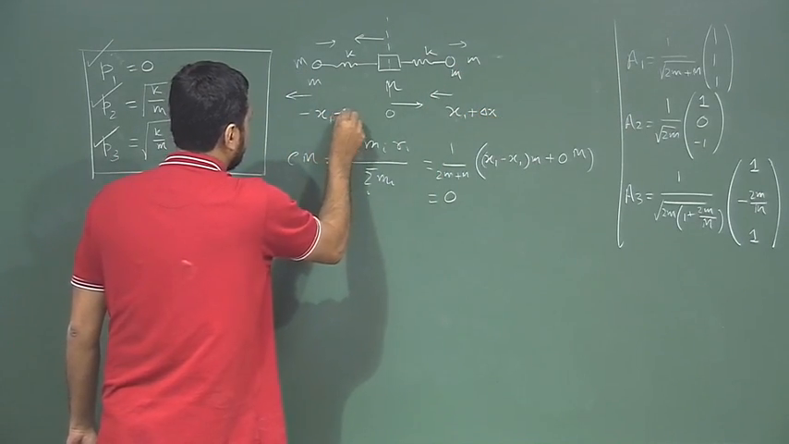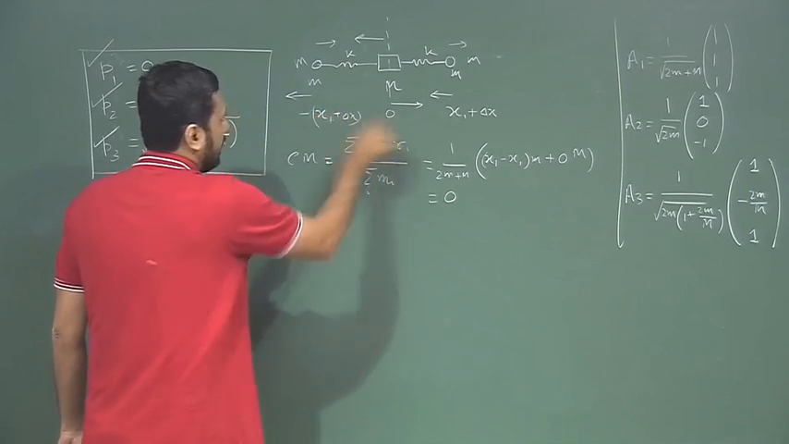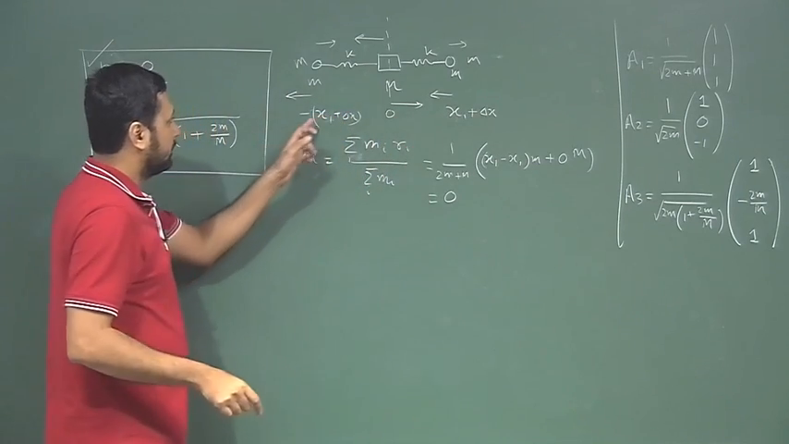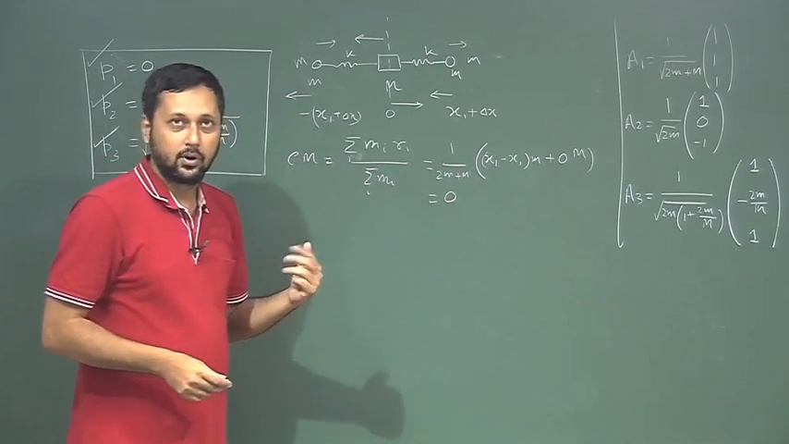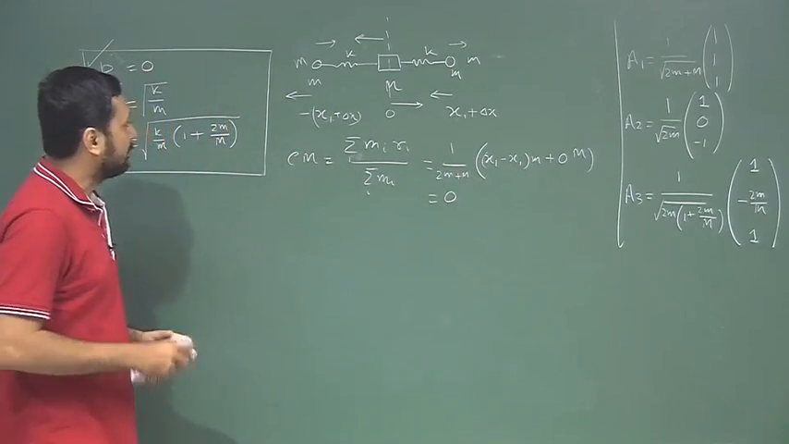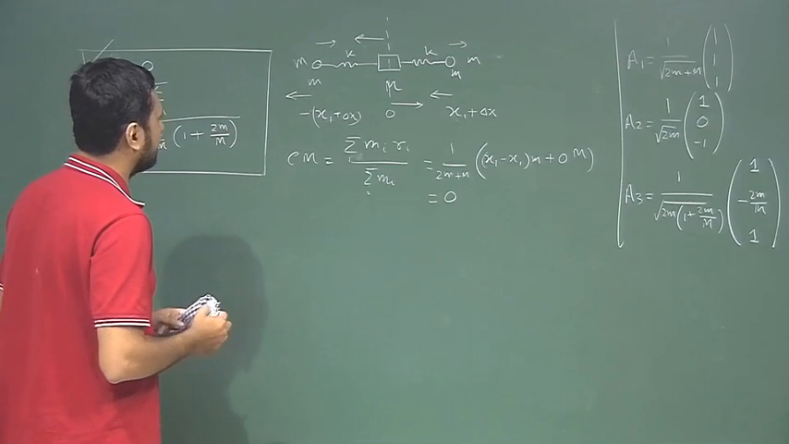So, this will be x1 plus delta x, and this is minus of x1 plus delta x. It remains the same, because this two anyway cancels out. Now, for the third motion, what happens for this particular frequency?